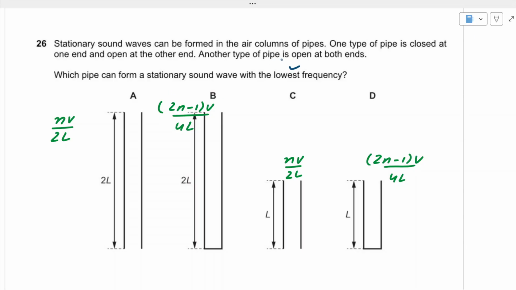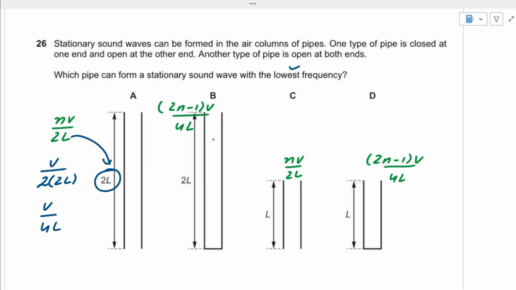We need to find the lowest frequency. Lowest frequency for all of these cases would be the first harmonic. So the first harmonic, the value of n is 1. V would be there as it is. Speed is same, so you can even ignore the value of V here, because it would be same for all of them. Or you can insert the same value for speed. So 1 V, or you can say V over 2. But what is the length here? L represents the length. The length is 2L. So what is the overall expression? V over 4L.